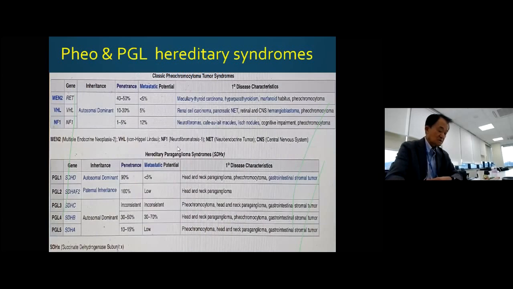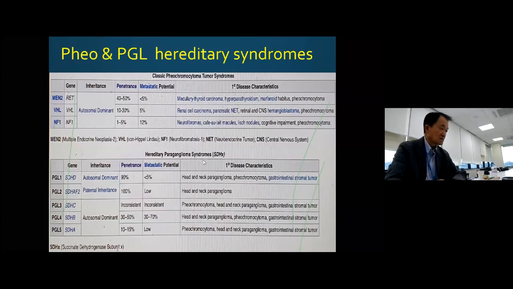So now, see, pheochromocytoma is called a syndrome. It has multiple genes. Depending on the gene, what kind of tumor, medullary, a lot of multiple endocrine tumor syndromes. So paraganglioma, as I said earlier, is an extra-adrenal neuroendocrine tumor, there's paraganglioma.